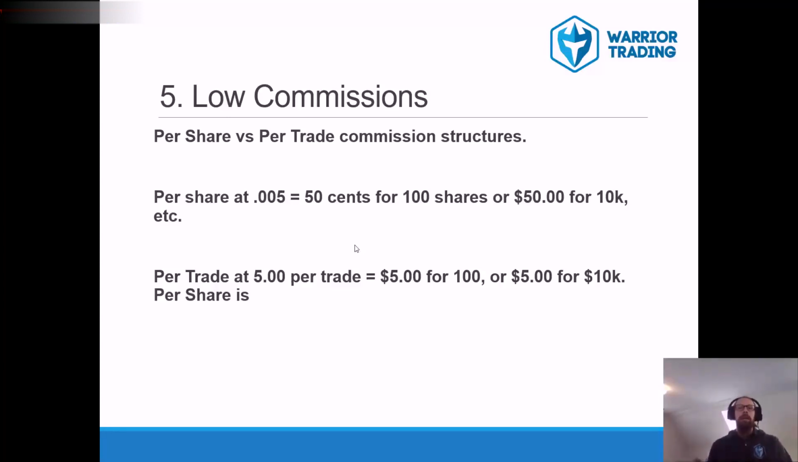lowest commissions. Most of these direct access brokers will give you 2 commission structures. One is where you're charged per trade. It's a ticket for each trade. A typical commission per trade would be like $5 a trade. So whether you take 100 shares or 10,000 shares, it's $5 a trade.